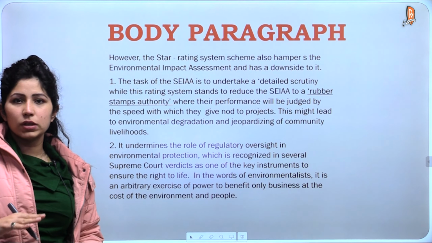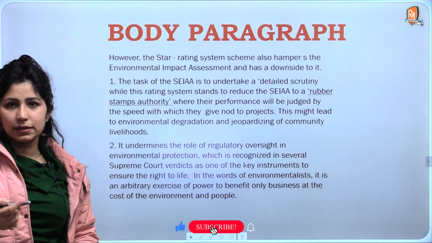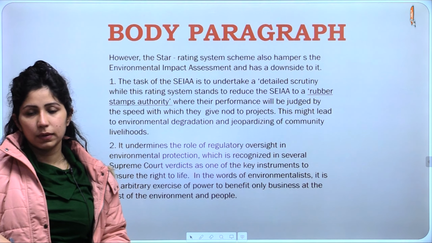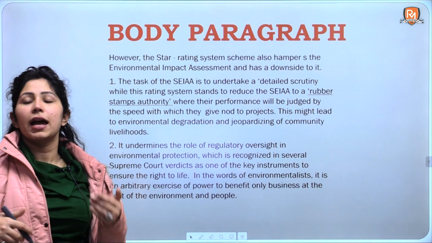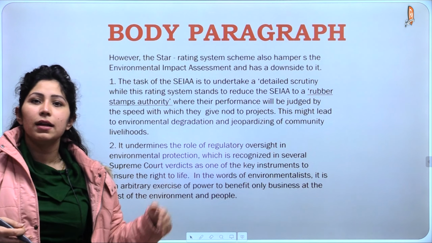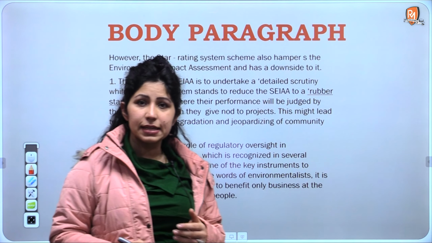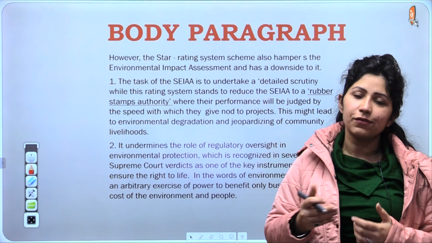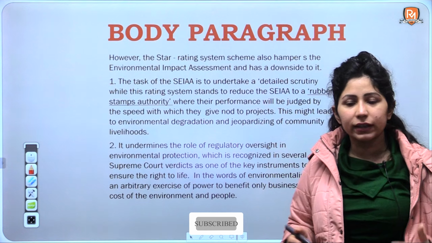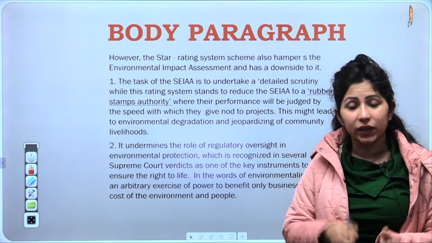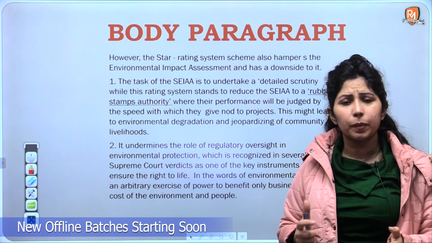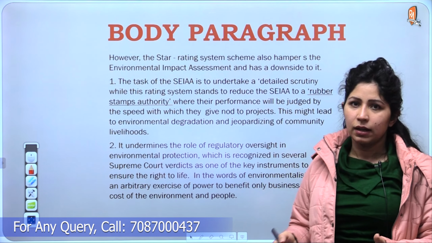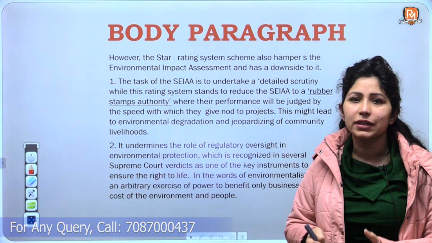So we talked about why the star ranking system was put in place, why it was brought by the central government. However, it also hampers the environmental impact assessment system, and that's what we need to critically evaluate here. And how does it hamper the EIA system? Let's see. State agencies are there to undertake a detailed scrutiny of all the environmental clearances that are coming to them. They are not there to compete with some other state. They are there to protect the environment and the local interests. They are not a part of some competition or race, and they should never be a part of such competition or race. So this star ranking system just makes them rubber stamp authorities.